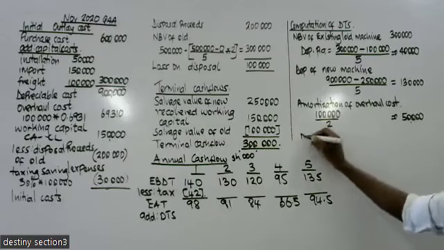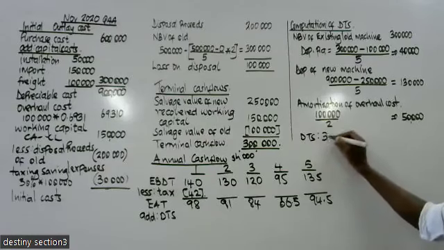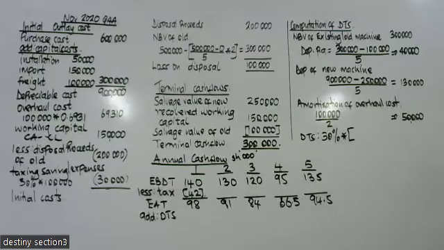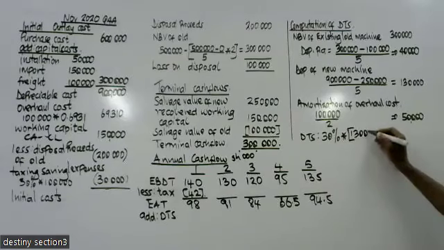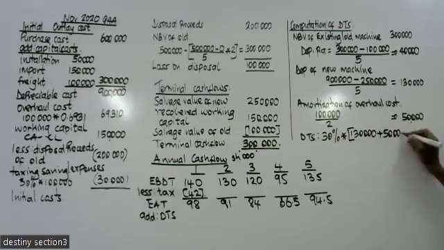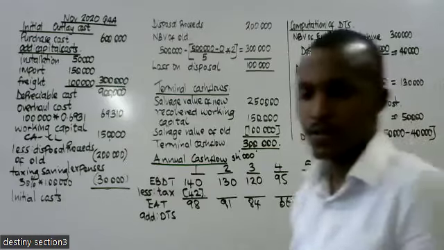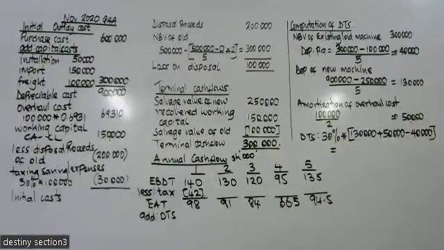Your DTS here, you say it is 30% times 130,000 plus 30,000 plus what? 50,000 minus 50,000. So remember, for the older assets, you do what? You subtract.